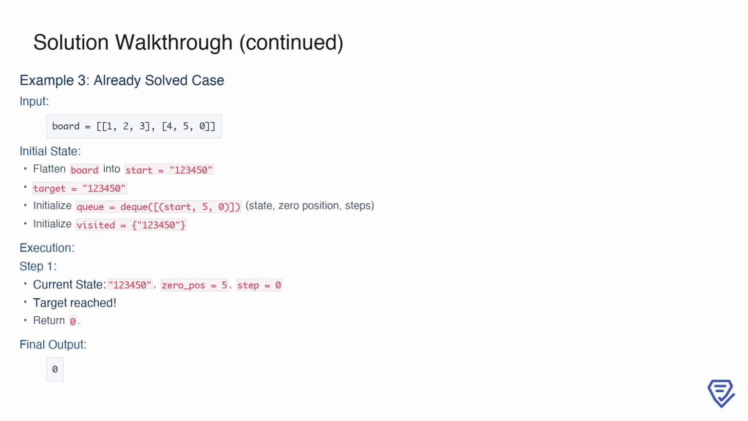Finally, let's look at a simple case where the puzzle is already solved. The input board is 1, 2, 3, 4, 5, 0. Flattening this board gives the starting state 123450, which is the same as the target state. We initialize the queue with (123450, 5, 0), and the visited set is 123450. At step 1, the current state is 123450, with the 0 at position 5 and 0 steps taken. Since the current state matches the target state, we immediately stop and return 0, indicating no moves are needed. The final output for this example is 0.